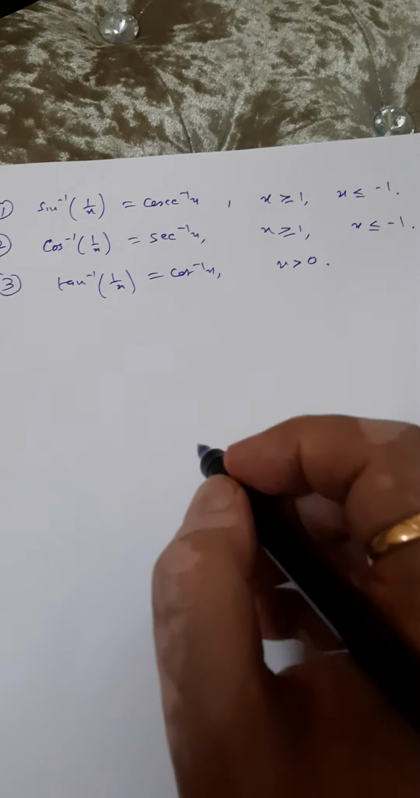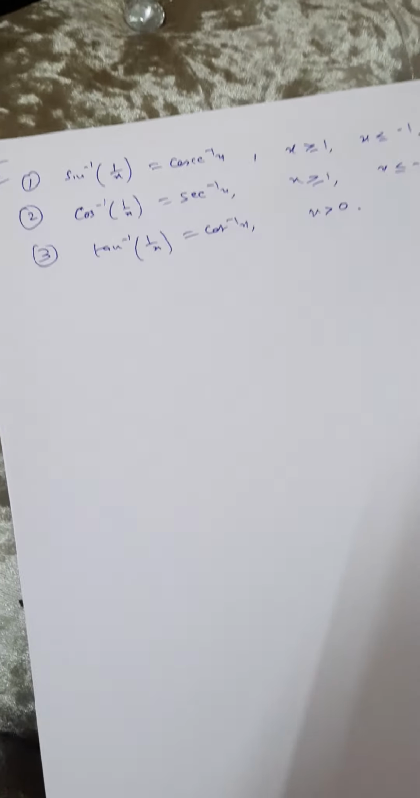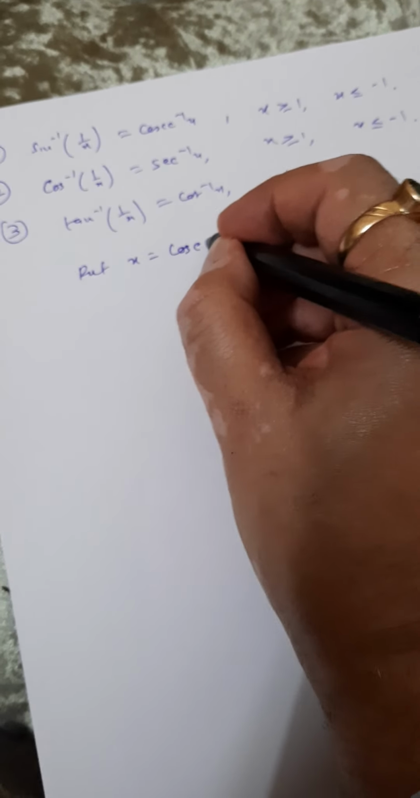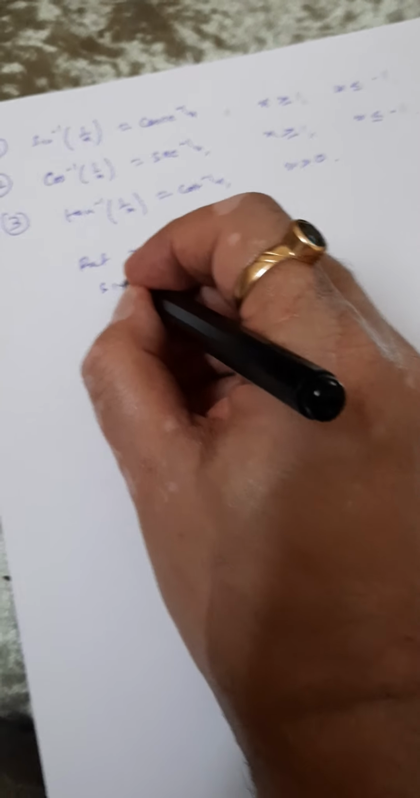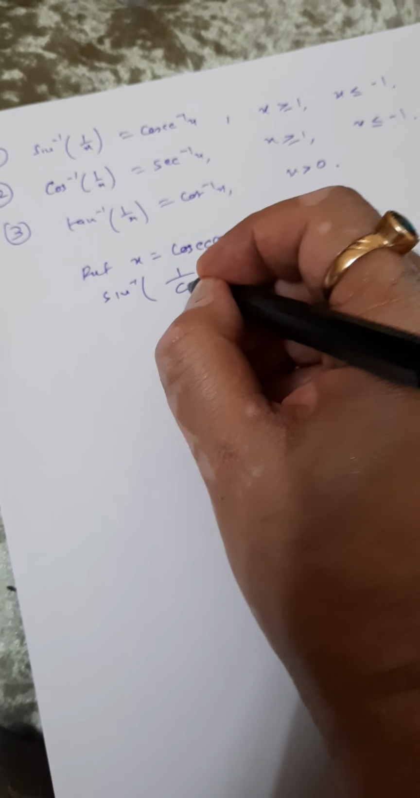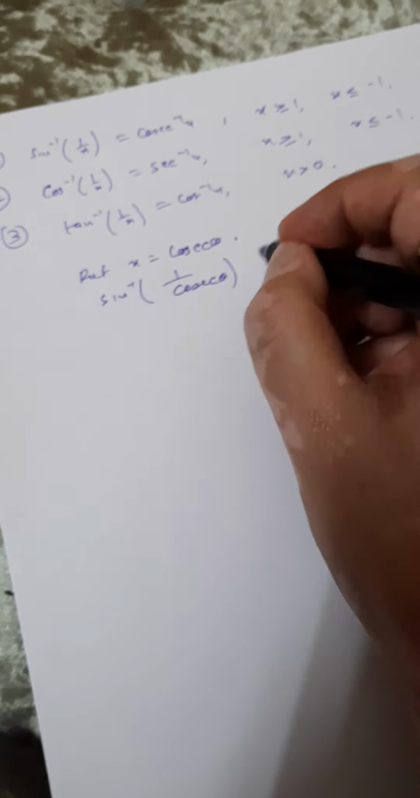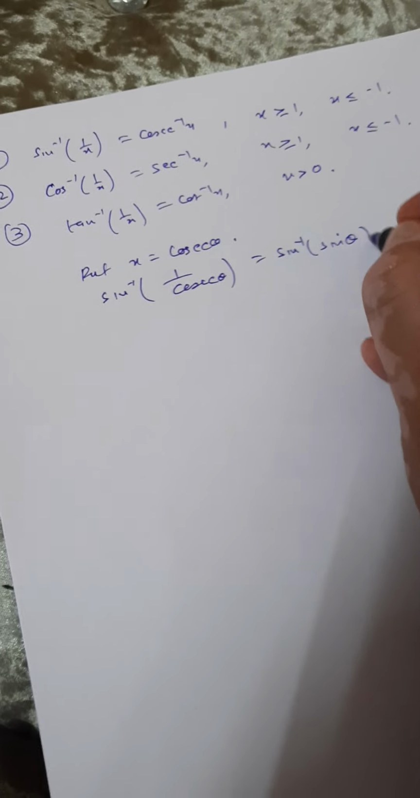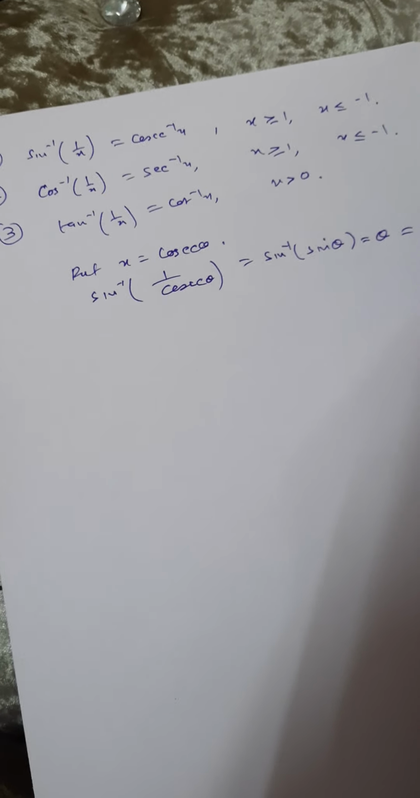Now here you have to prove, I will prove the first one. So I will put x equals cosec theta. Now you have sine inverse of 1 by cosec theta. This is sine inverse of sine theta. This is theta. This is cosec inverse x.